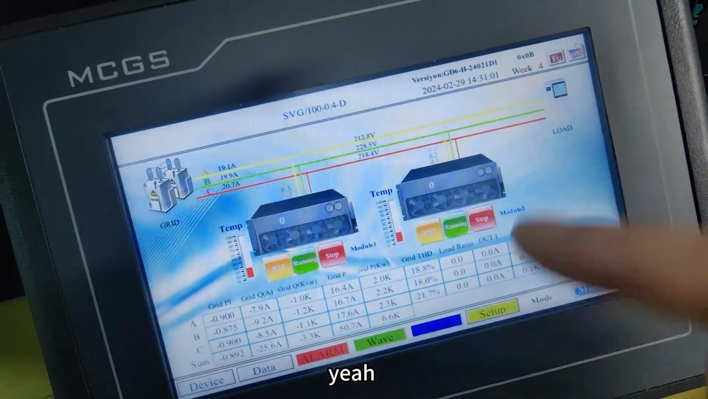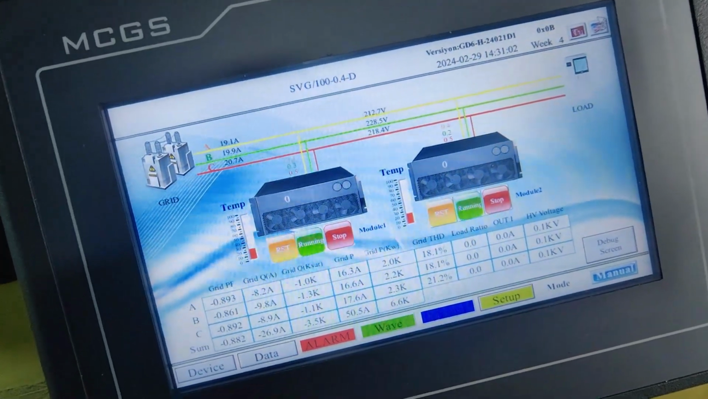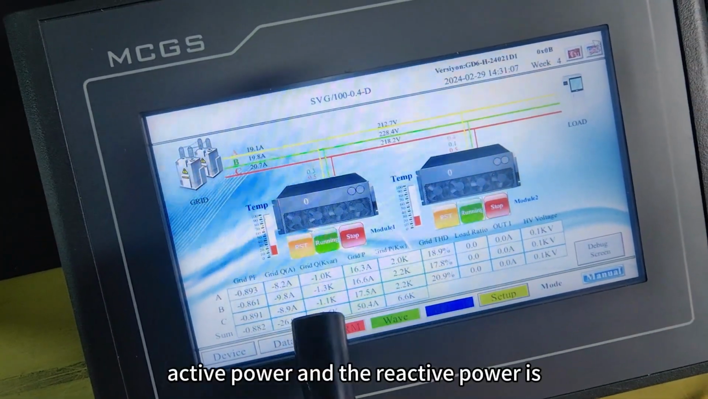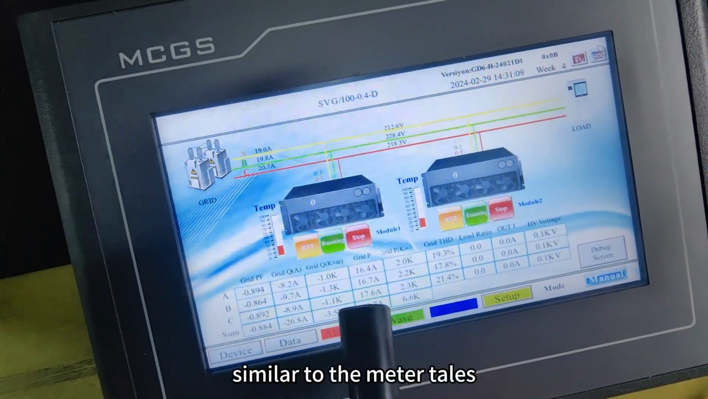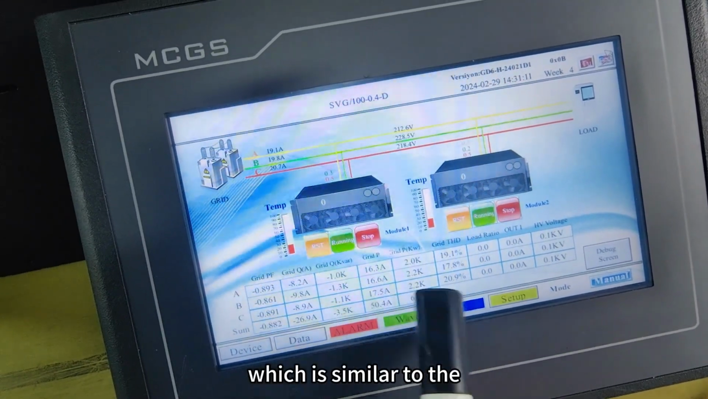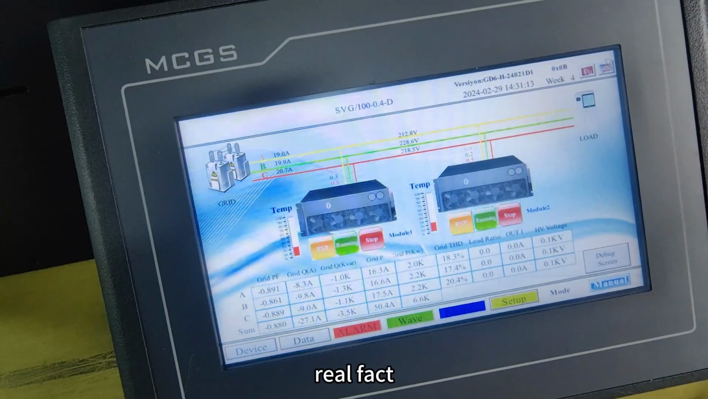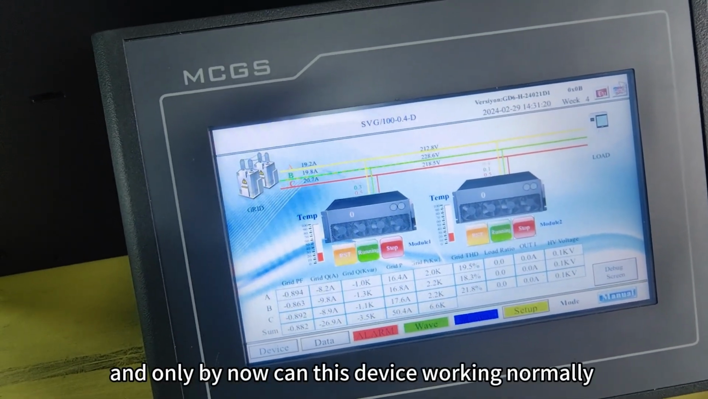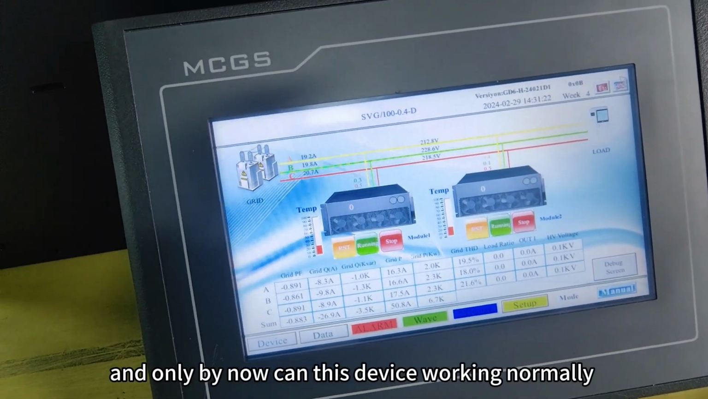Yeah, and now you can see the result has changed. The active power and reactive power are similar to what the meter shows, which is the real fact. Only now can we start the device for compensation, and only now can this device work normally. Okay.